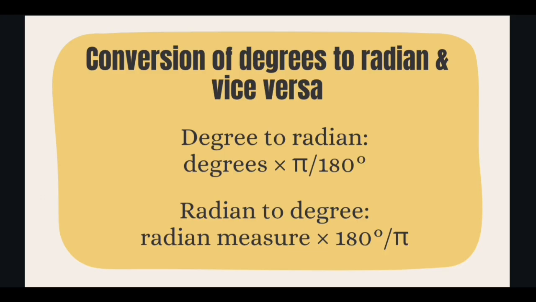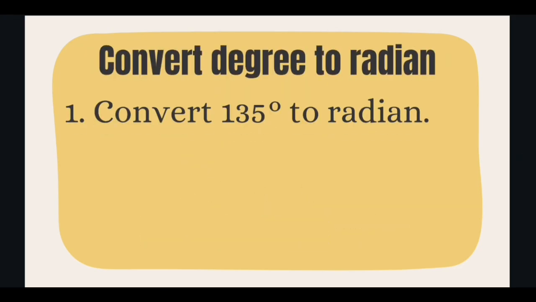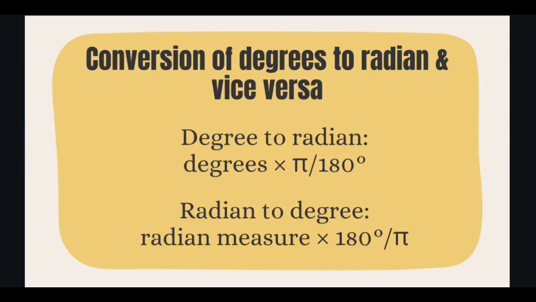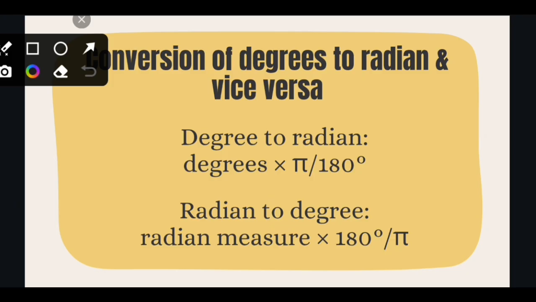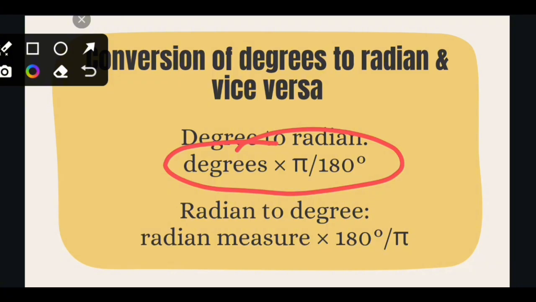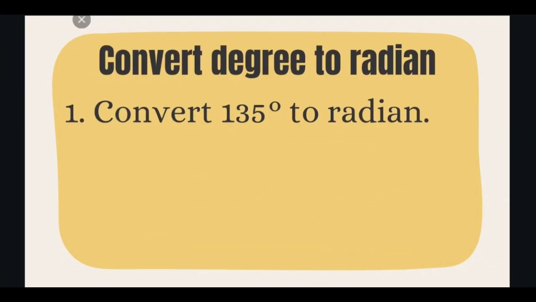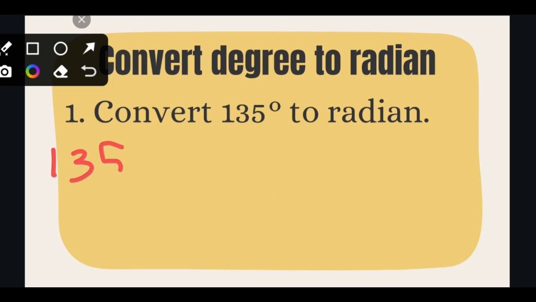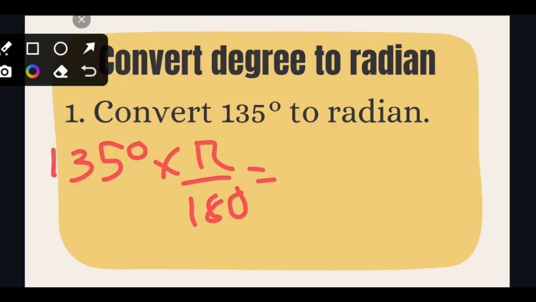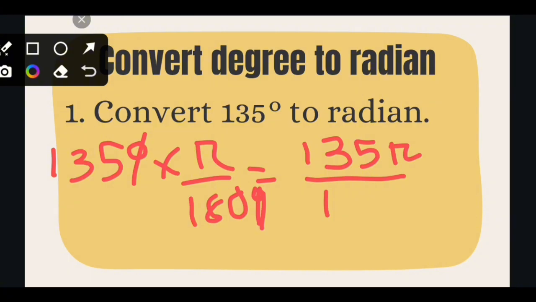So let's have an example. Convert 135 degrees to radian. So, since ang given na meron tayo is degree, tapos gusto natin siya i-convert to radian, ang gagamitin natin is yung degree multiplied by pi over 180 degrees. So, let's answer the question. 135 degrees multiplied by pi over 180 degrees. First is degree, nakalimutan natin. So, first is cancel out the degree. Then, multiply. 135 multiplied by pi is 135 pi over 180.